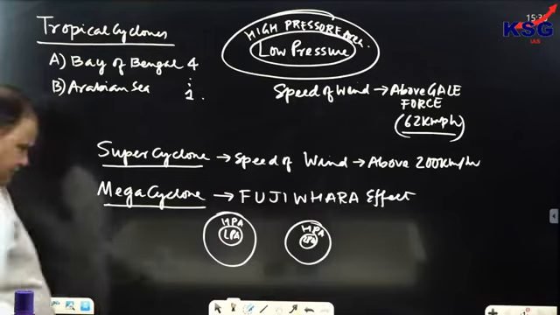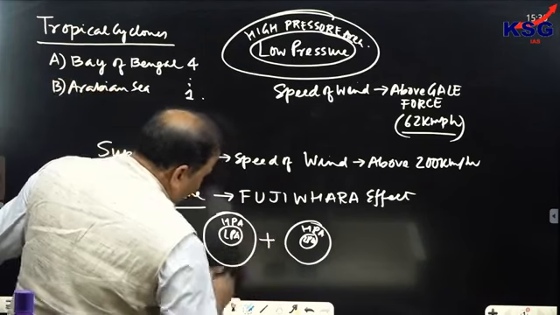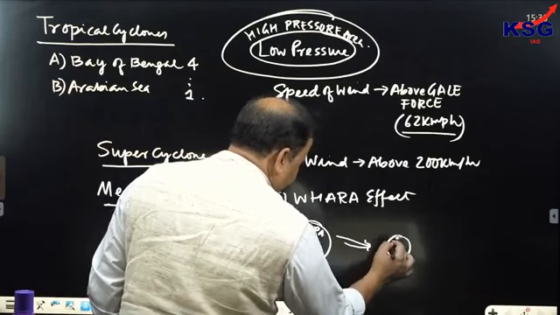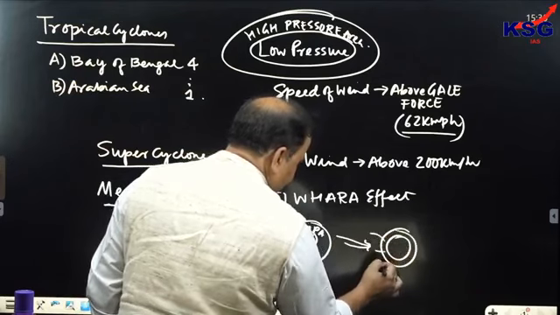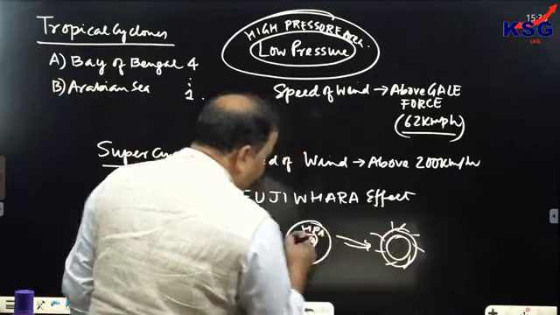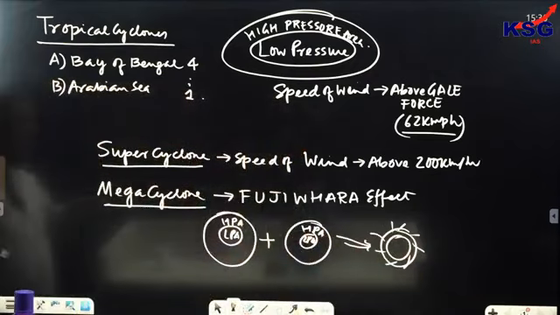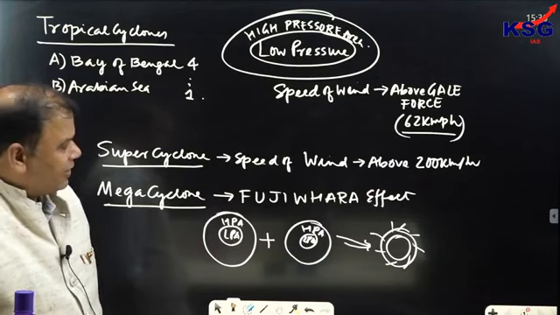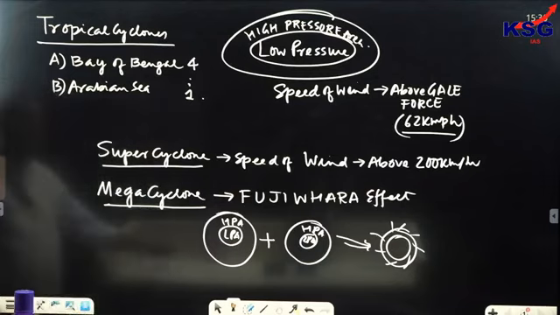Sometimes the vortices of two cyclones converge and move as a single vortex. This results in the formation of a mega cyclone. When the vortices of two cyclones converge and merge, this is called the Fujiwara effect. Take a screenshot of this. Everything has been depicted on the board.